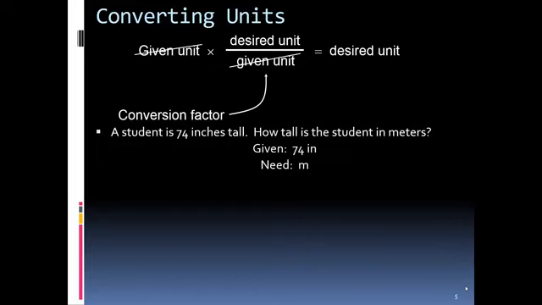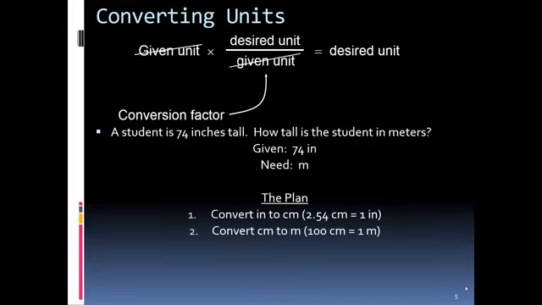Perhaps we run across this problem which says a student is 74 inches tall. How tall is the student in meters? I always like to take a moment and write out what I was given from the problem and what I need to find. In the case of this problem, you note that I have written down I was given 74 inches and that I was asked to find that height or length in meters.